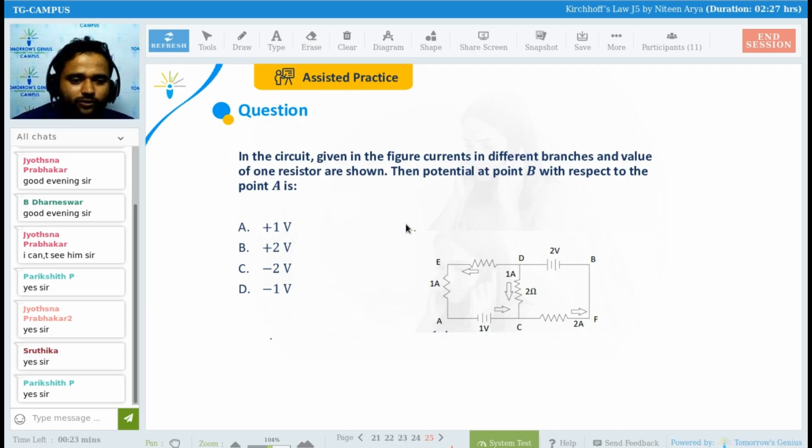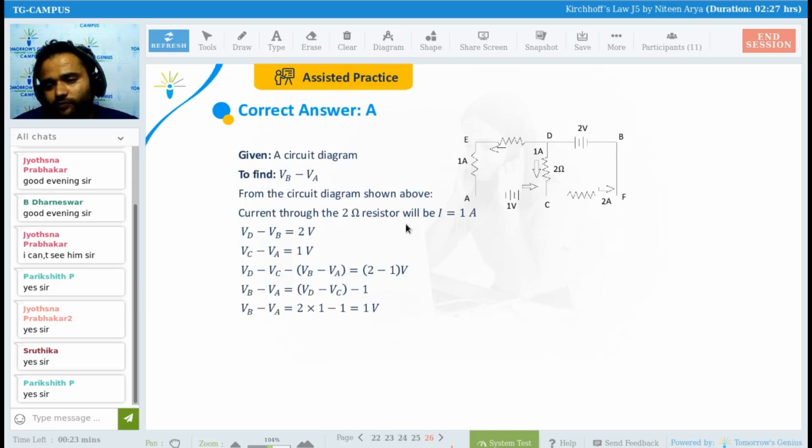Solve this, or should I solve it for you? Okay, I'll do it because we are running out of time. See, in the circuit diagram we need to find VB minus VA, the potential in between. From the circuit shown below, the current through the 2 ohm resistor will be 1 ampere. Where is the 2 ohm? This one, because 2 ohm is the resistor and 2 volt is the source.